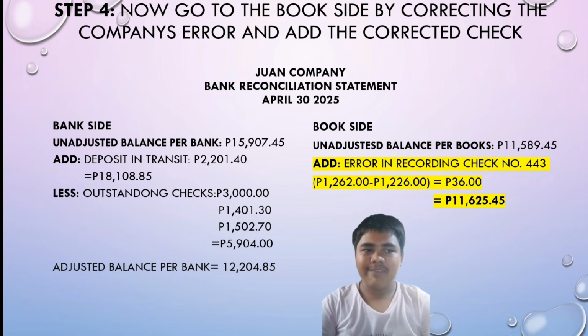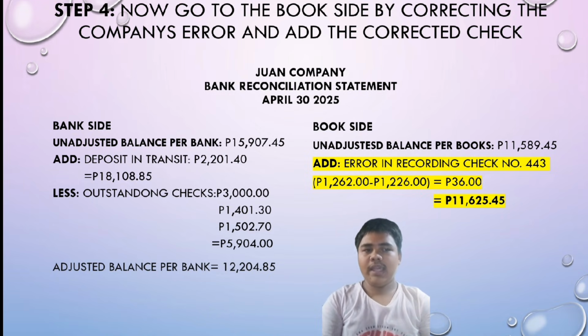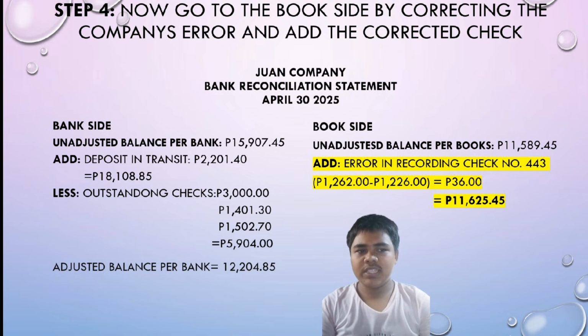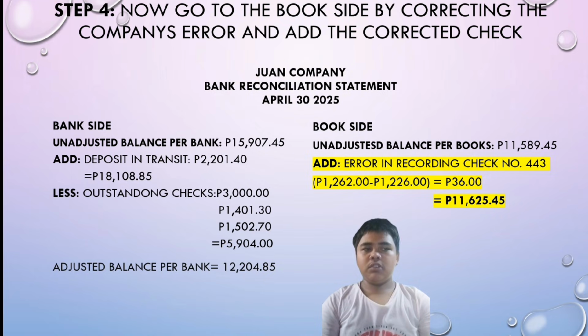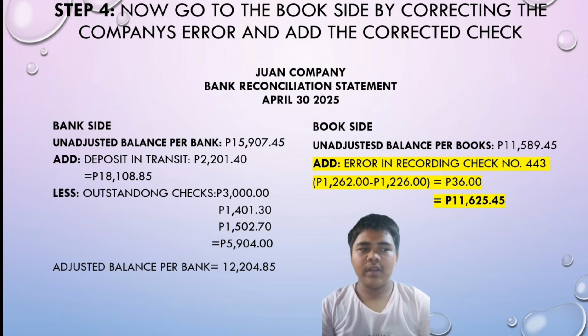Now go to the book side by correcting the company's error and add the corrected check. In the book side, you have the unadjusted balance per book, which is 11,589 pesos and 45 cents. You have to add the error in recording check number 443, which is 1,262 pesos minus 1,226 pesos, equal to 36. So 11,589 pesos and 45 cents plus 36 pesos is equal to 11,625 pesos and 45 cents.